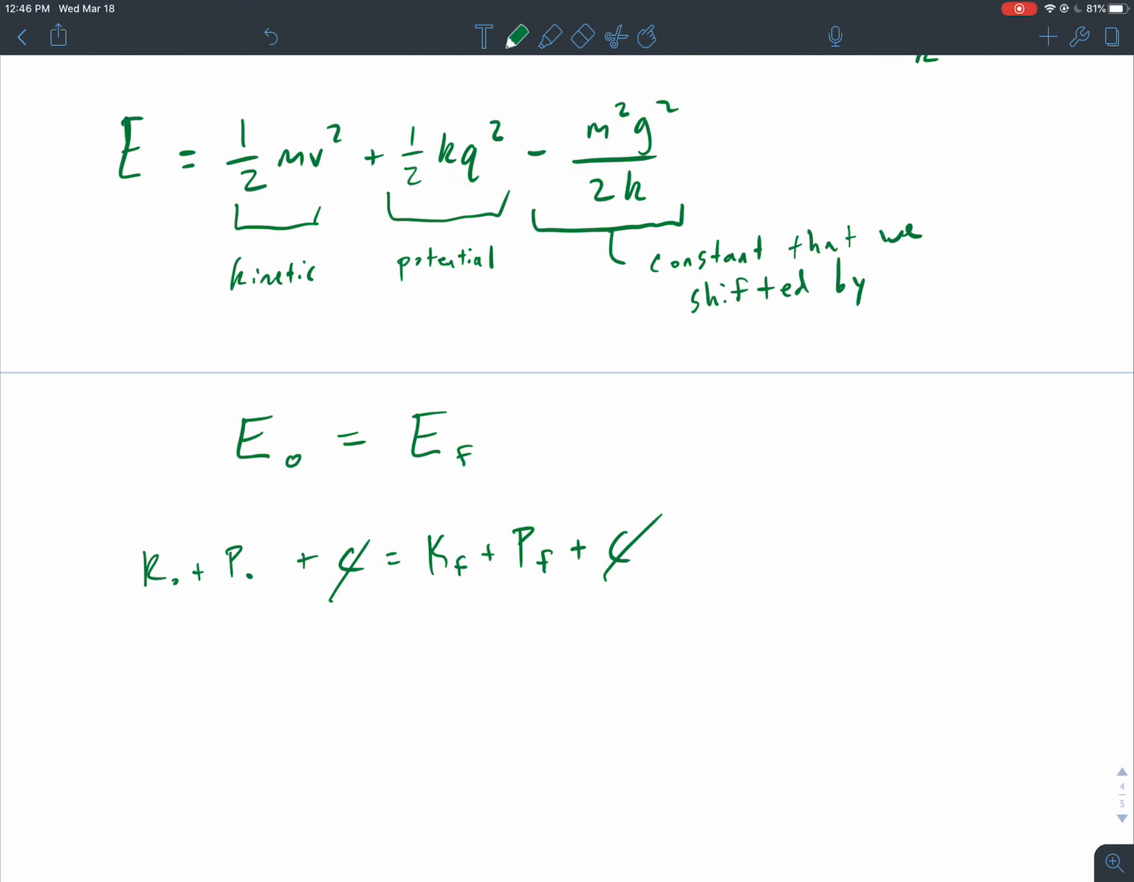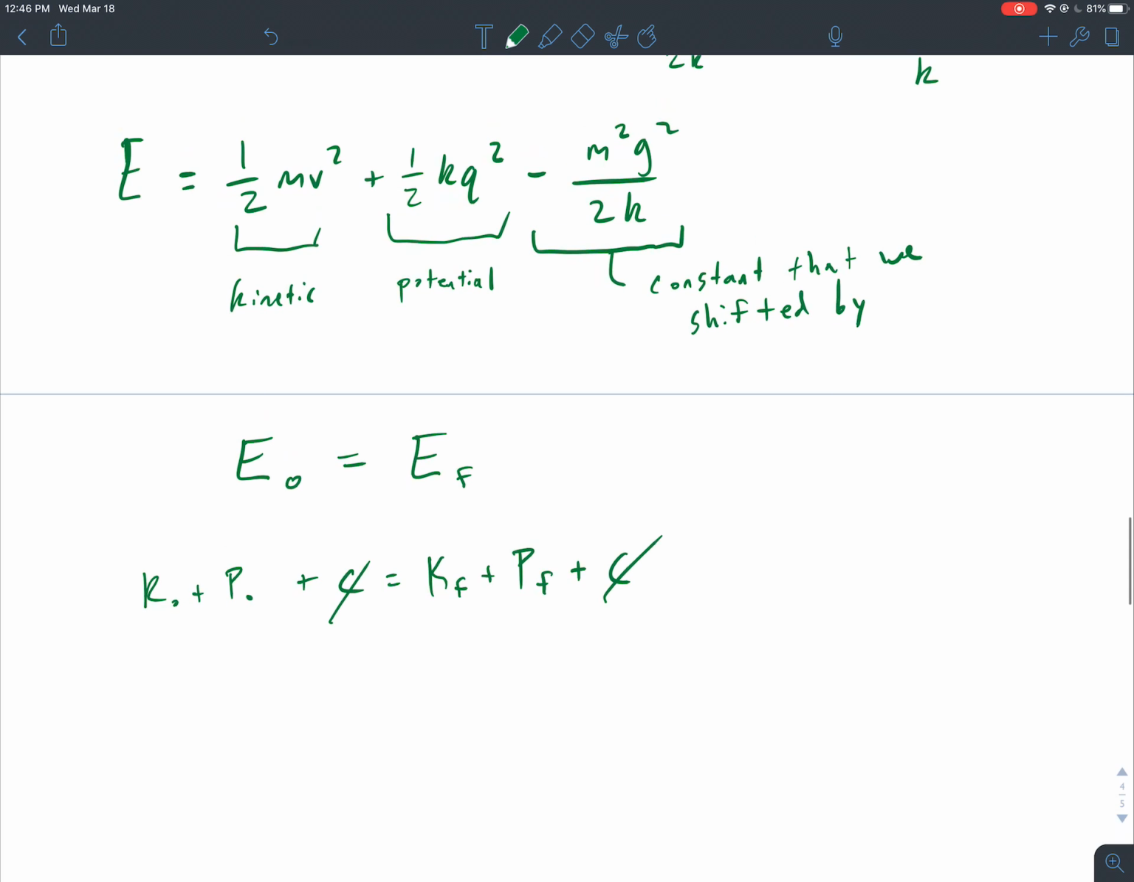When will those constants not cancel out? Well, just look at the variables that are in it.